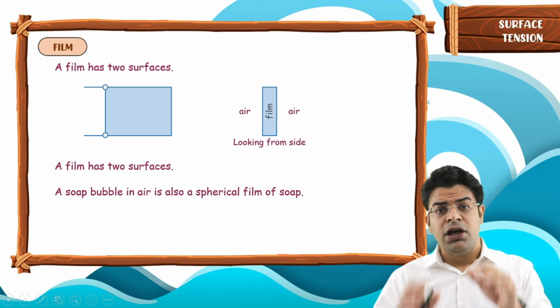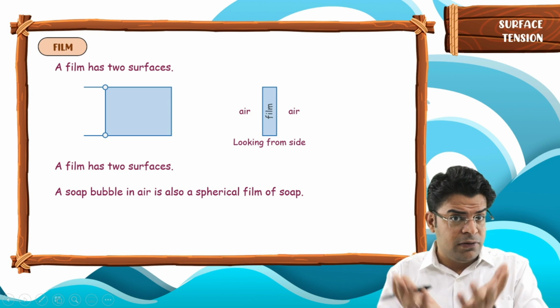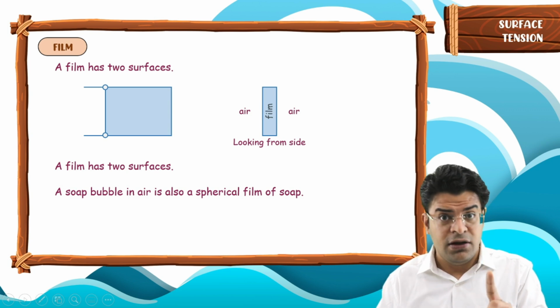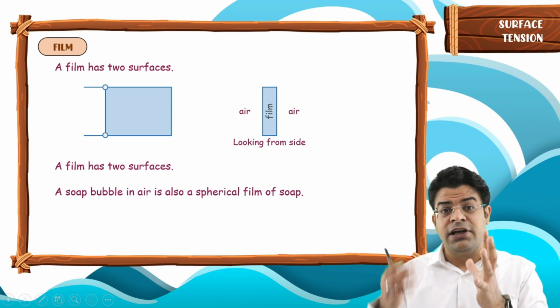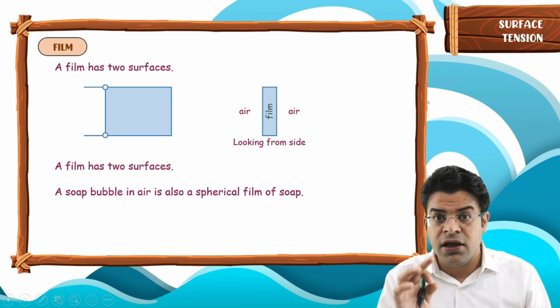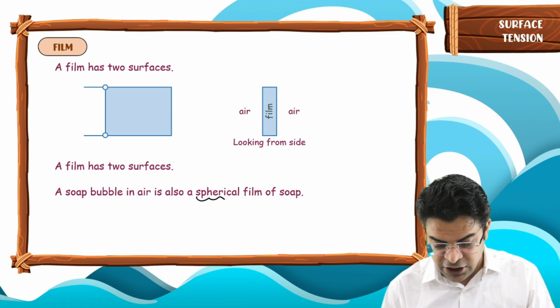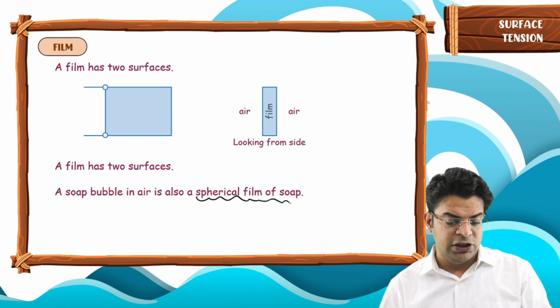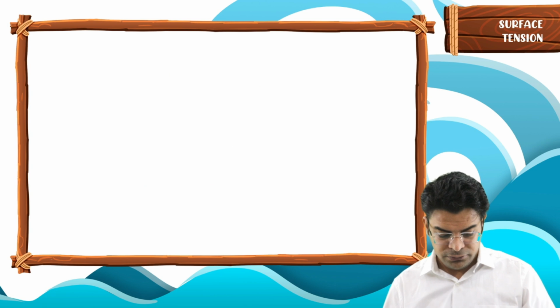Second thing, a soap bubble in air has got two surfaces. There is air inside, there is air outside. So a soap bubble in air has got two surfaces. It is a spherical film of soap. Keep this in mind. So moving on.